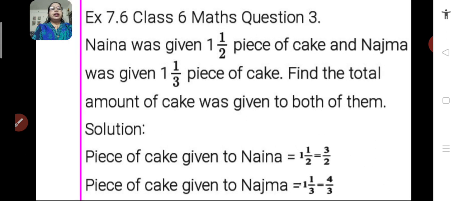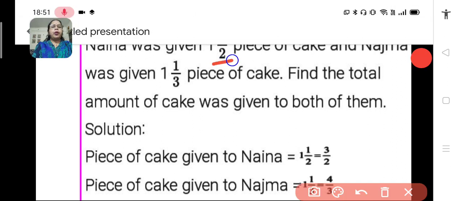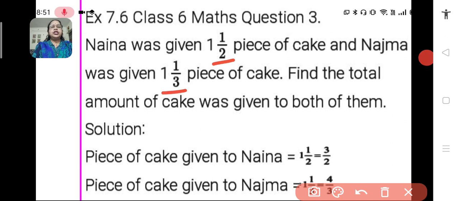Next problem. Naina was given 1 1/2 pieces of cake and Najma was given 1 1/3 pieces of cake. Find the total amount of cake that was given to both of them. So again we have to add both the fractions, but here we have mixed fractions. So first we have to change the mixed fractions into improper fractions and then change them into like fractions and then add them. So let's see how we solve this.